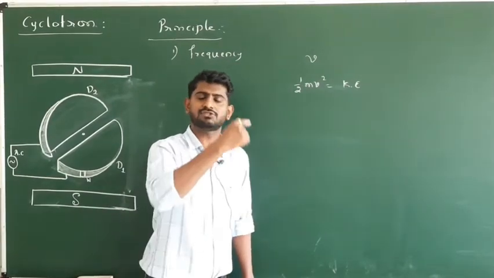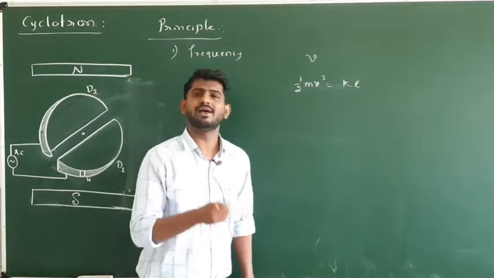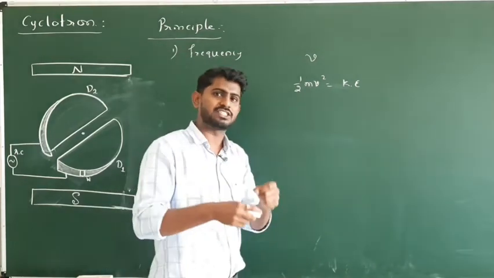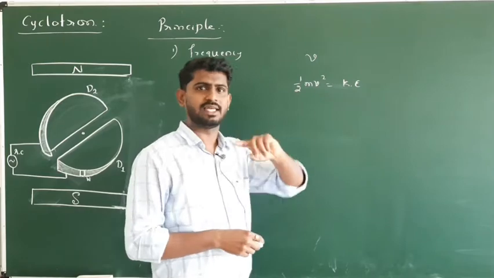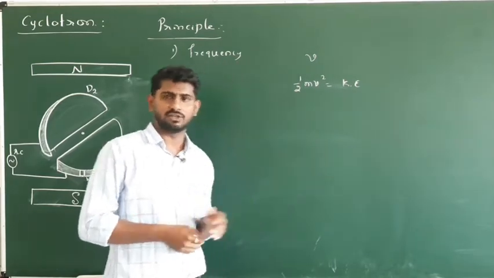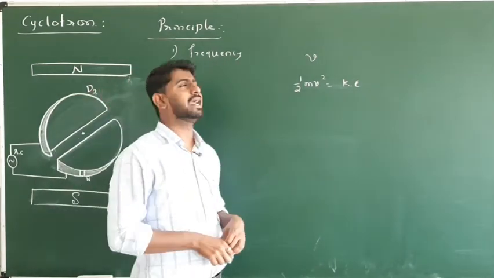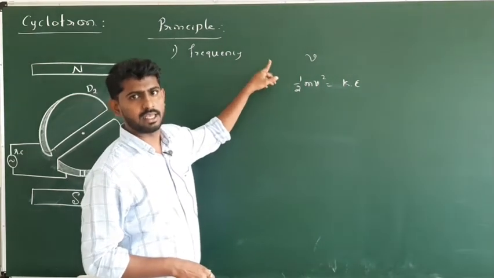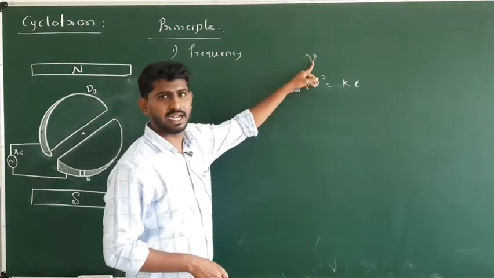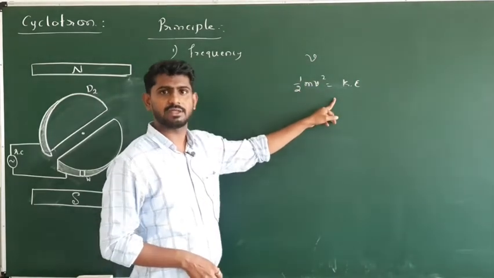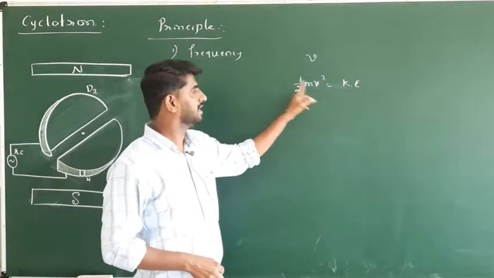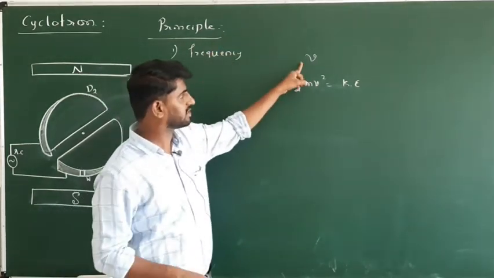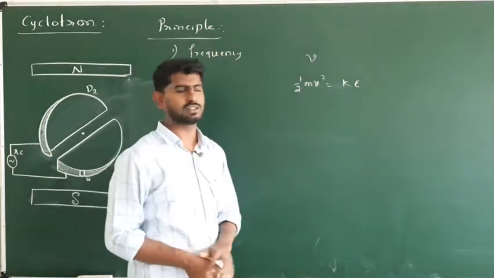When the charged particle starts to revolve, if that charge is moving perpendicular to the field, then it starts to revolve. During that circular motion, its frequency doesn't depend on speed. So if it is not depending on speed, it is not depending on kinetic energy. Is it clear? And it is not depending on radius. So frequency is independent of velocity, energy and radius. So this is the first point.